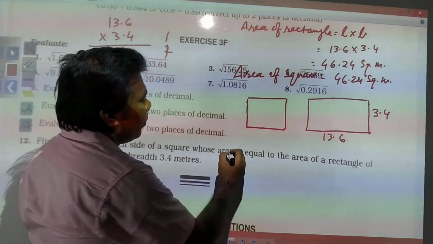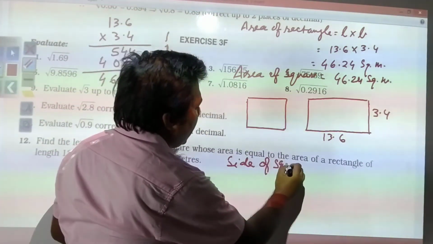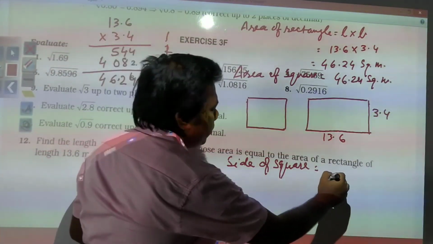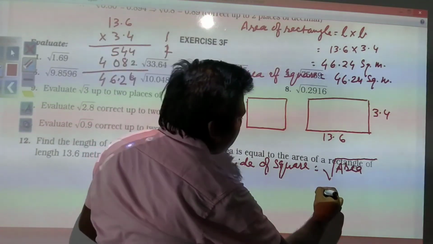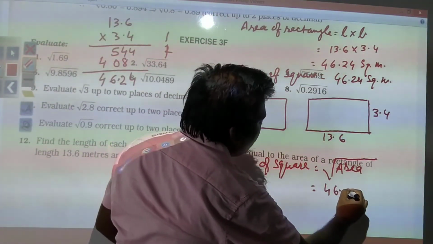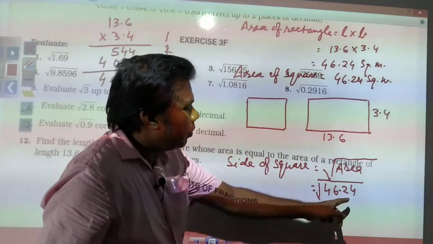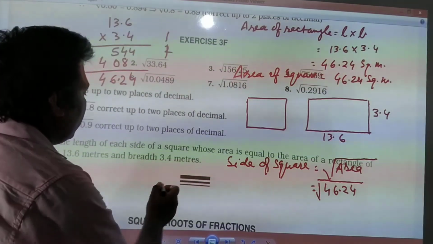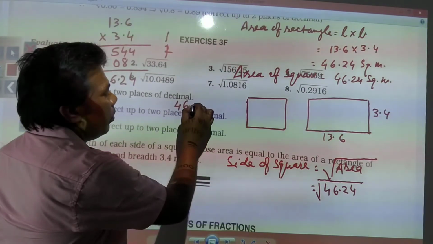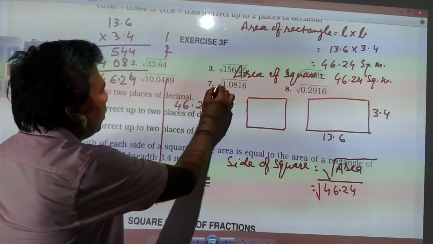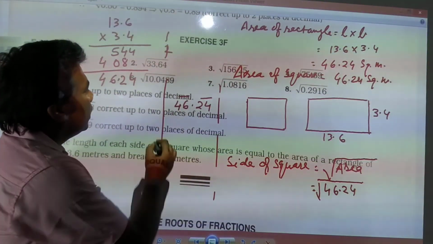So side of square you need to find out. Side of square, last day also it was explained, side of square is equal to under root area of square. It means 46.24 under root. This you need to find out, 46.24 under root. So how we will find out? You see, 46.24, make pair of this, then how many times it will go?